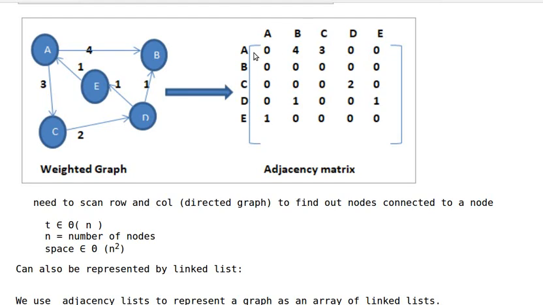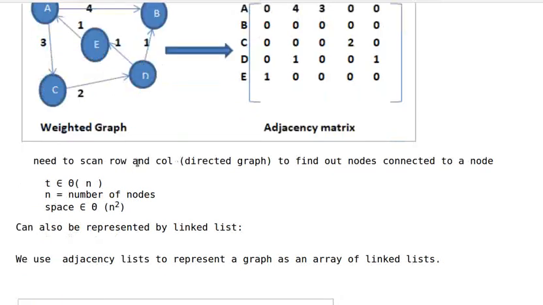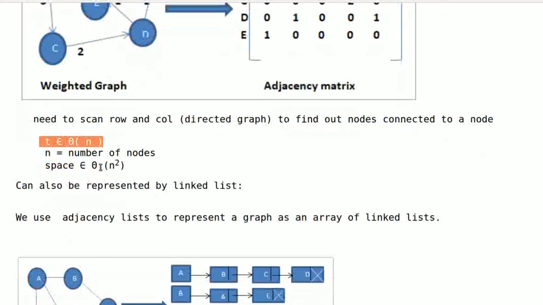For a directed graph, to find out the vertices, or nodes, connected to a node, we need to scan the row and column of the vertex. If there are n vertices, the time complexity of the operation is theta of 2n, which is equal to theta of n. The space complexity is theta of n squared as there are n times n entries in an adjacency matrix.